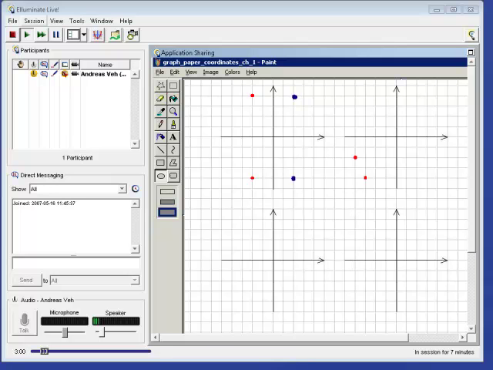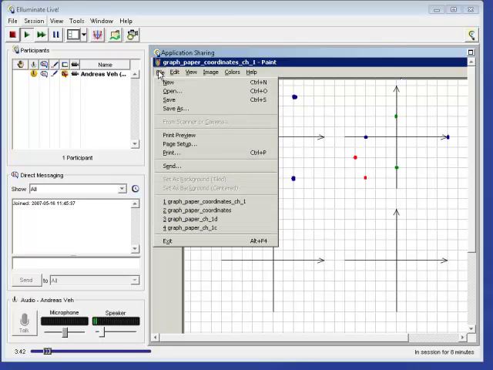5 and 0. Let's see. 5 and 0, which will be here. Negative 3 and 0. There it is. 0 and negative 3. I'm going to change colors. 0 and negative 3. And 0 and 2. So there they are.